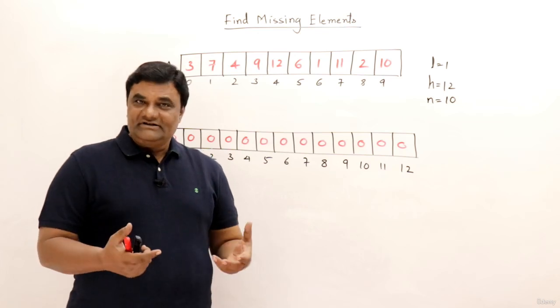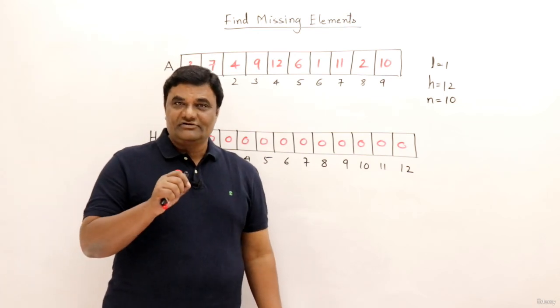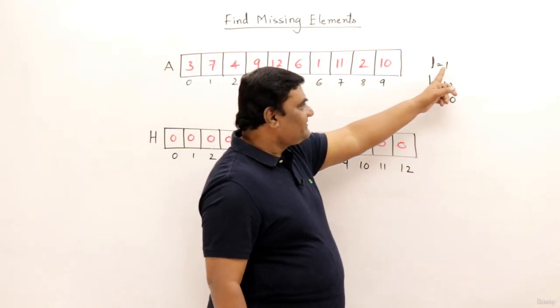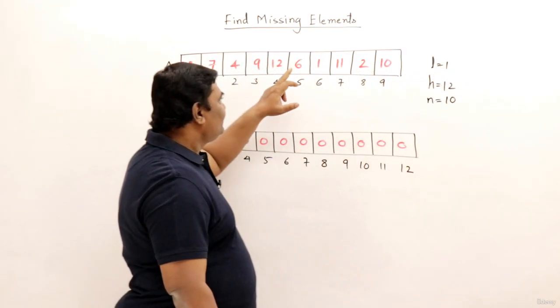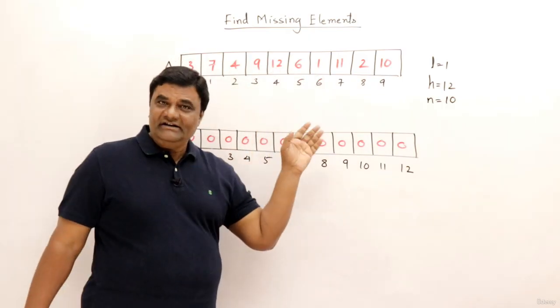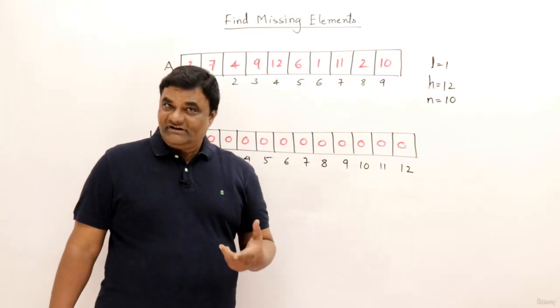Now let us see another method which may be a faster method for finding missing elements in a sequence of elements. So the same example: I have a set of elements starting from 1 and ending at 12, so 1 to 12, and some elements are missing, that are 5 and 8. We already know that. And the previous method was taking order of n square time.